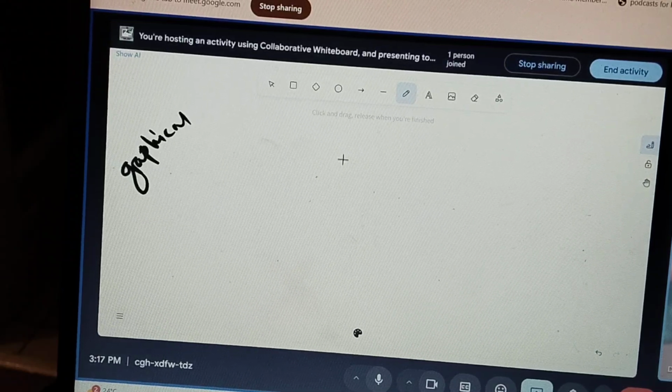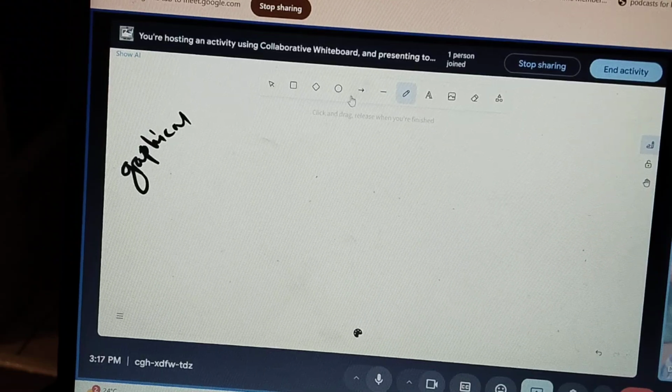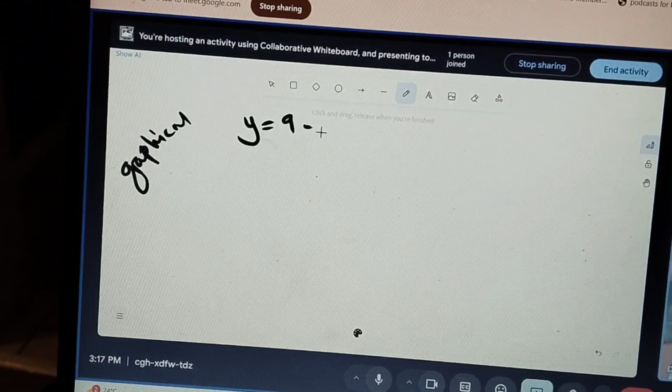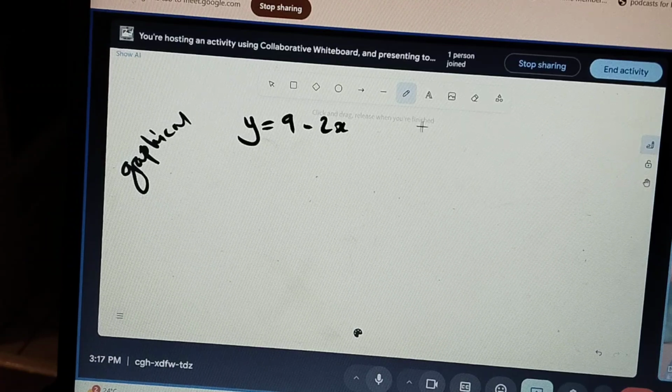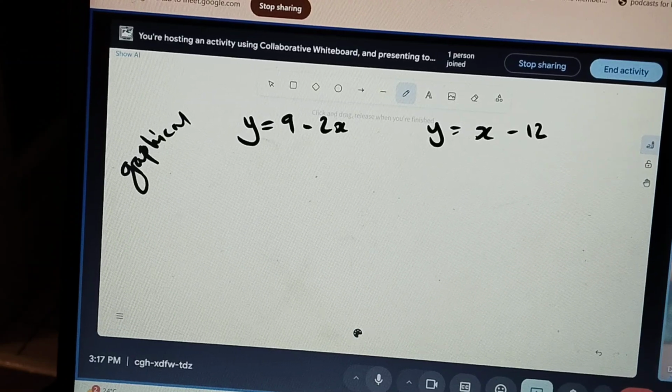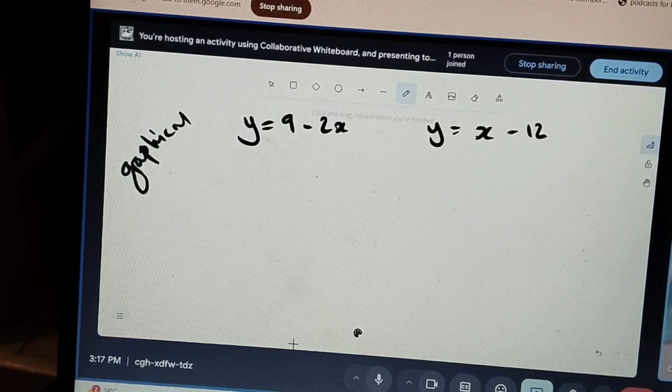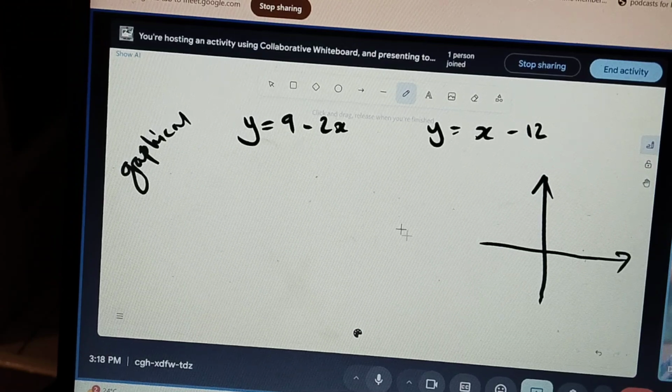Okay, so I'm going to do the same two graphs. Y equals 9 minus 2x and y equals x minus 12. We're going to do graphically now. Now we already know that the x should be 7 and the y should be minus 5, right? But let's see what happens. So I'm going to do a graph. I'm going to do my graph rough. You would have to do yours on square paper, otherwise it's going to be nearly impossible. I'm going to do the first graph in blue.